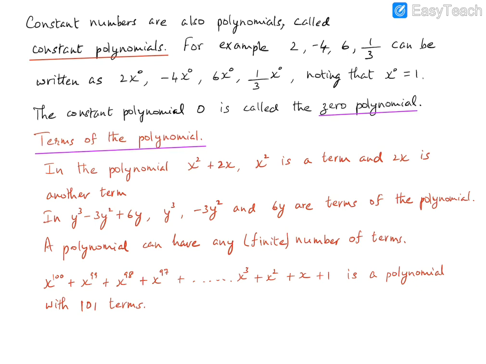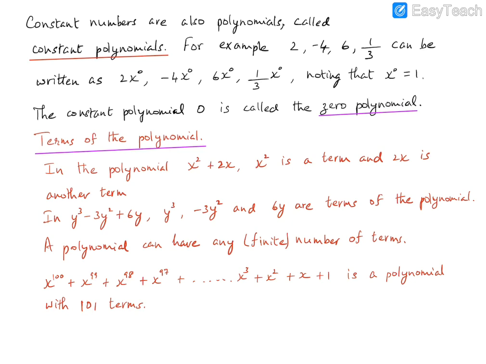So we call such numbers which are non-zero constants constant polynomials. Similarly, if we have the number 0 itself, then we call this the zero polynomial. So 0 can be written as 0 x power 0. So x power 0 is 1, and 0 into 1 will still be 0. So if we have simply 0, we call this the zero polynomial. So that's a few definitions.